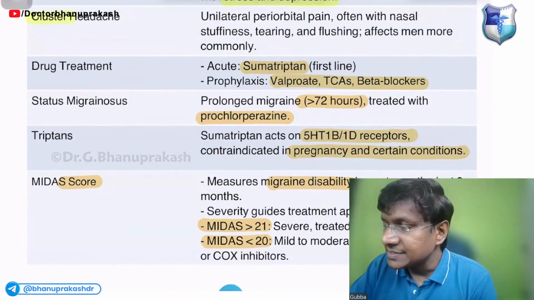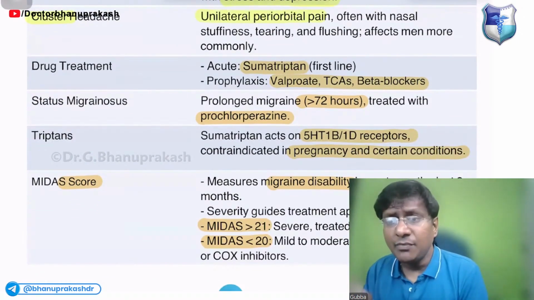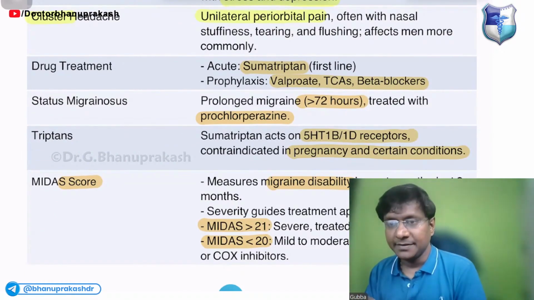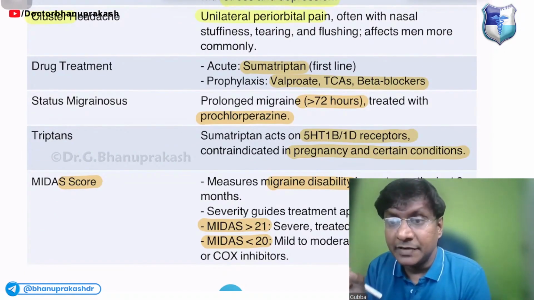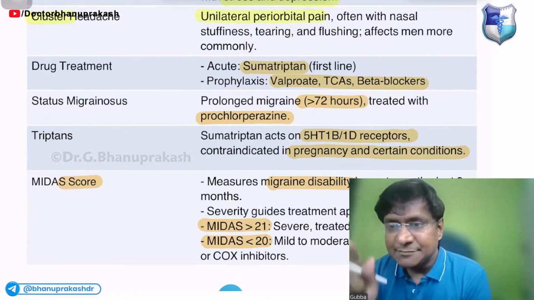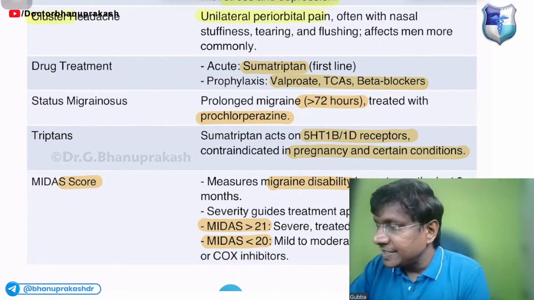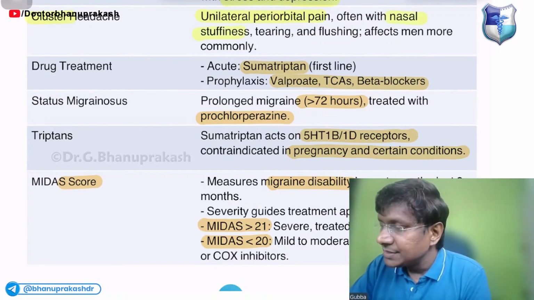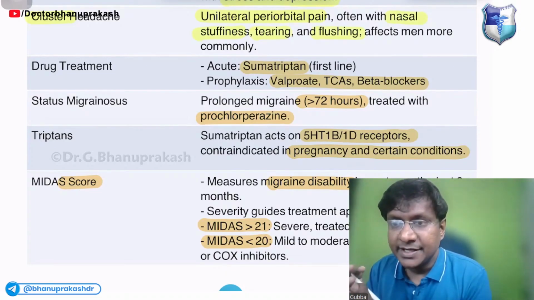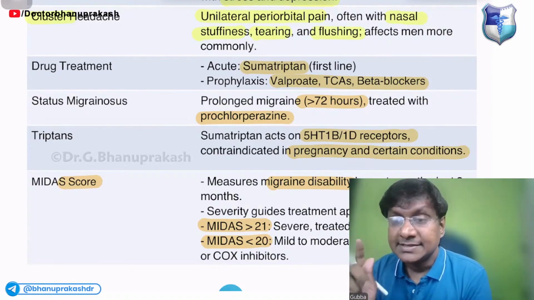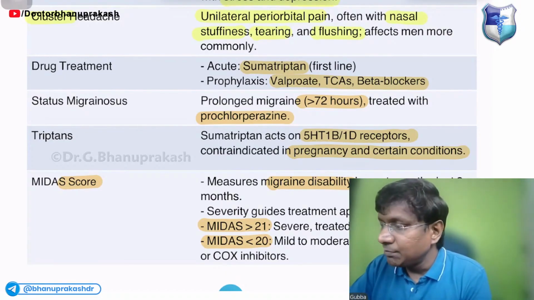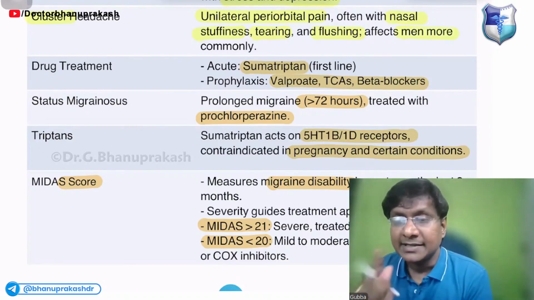Cluster headache is considered as the one where the individual will have a unilateral periorbital pain. It is characterized as unilateral periorbital pain. But this particular pain is associated with nasal stuffiness, tearing, as well as flushing. That will be the feature of the cluster headache. And this particular cluster headache most commonly affects men rather than women.